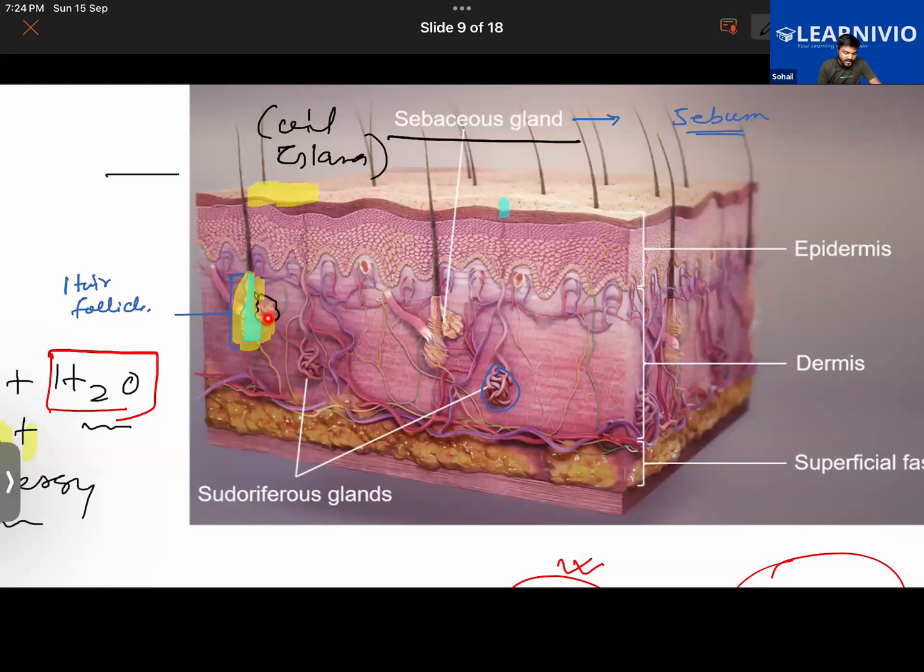When too much oil is secreted by the oil or sebaceous gland, that oil will clog the hair follicle, and as a result, we get pimples and acne. During adolescence also, there are increased hormones.